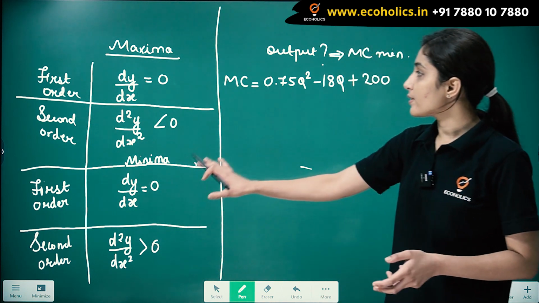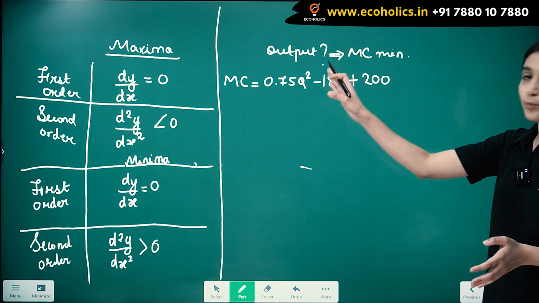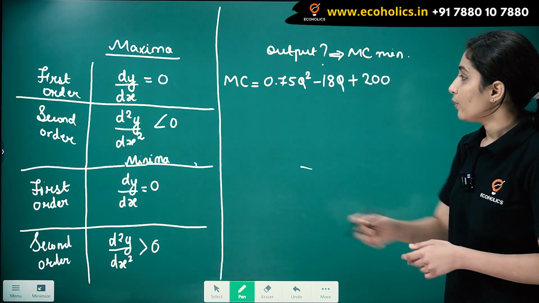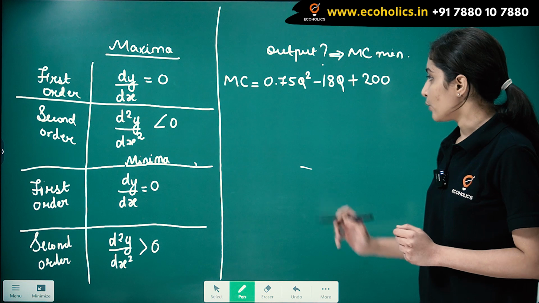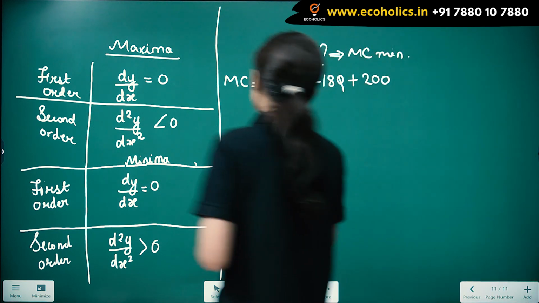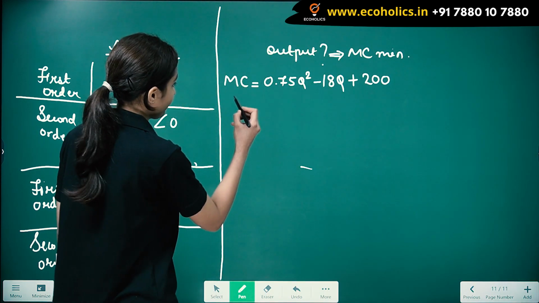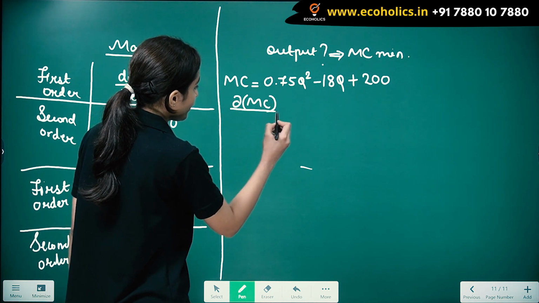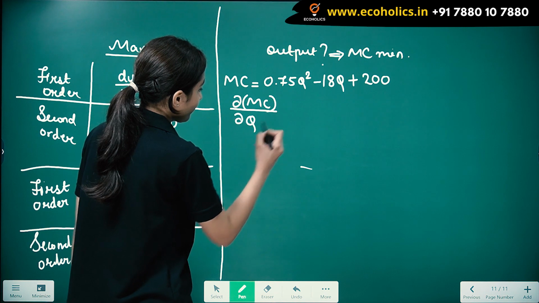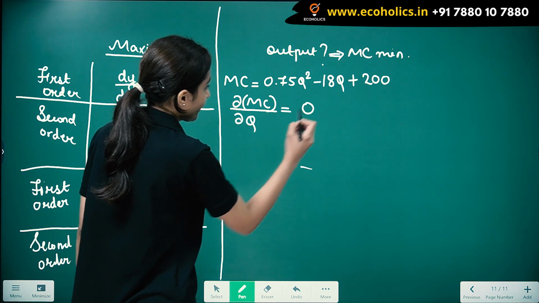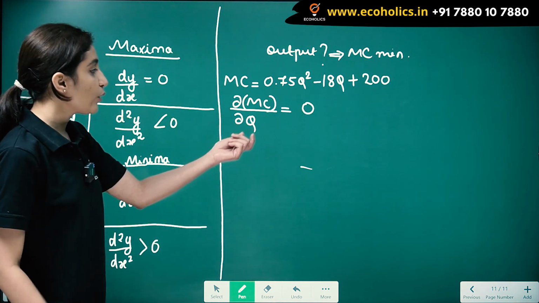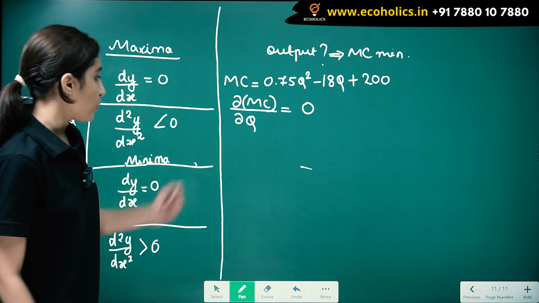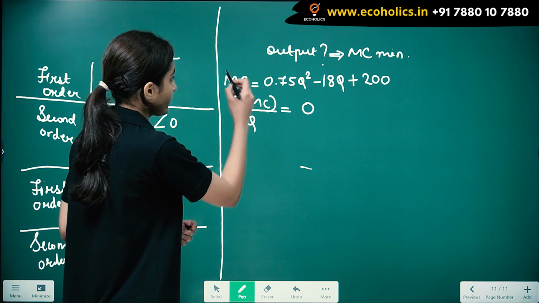So using this concept, we are going to find the output level at which our marginal cost function will be minimum. So we will first find this first order condition. So our first order condition in this case will be differentiating marginal cost with respect to Q, and we are going to equate it to 0. So our marginal cost was this.